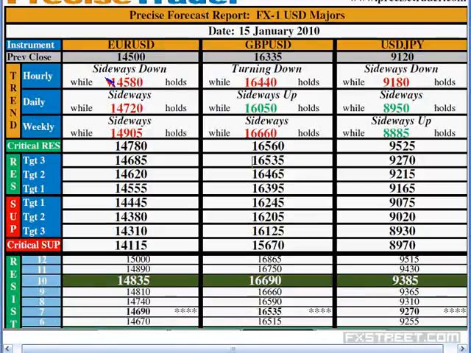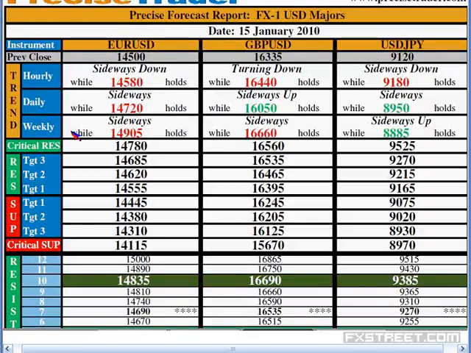So the hourly says sideways down while 145.80 holds. If you are a disciplined trader, you should be looking to short near this level. The closer it is, the less risk and the more rewarding. On the daily, it says sideways while 147.20 holds. Sideways means it has been consolidating, meaning one day is up, one day is down. So the market is not giving us any clear direction.